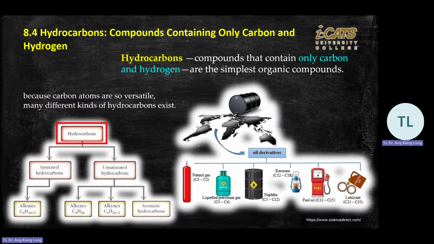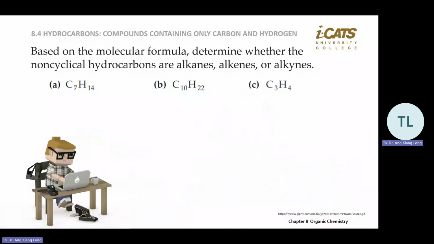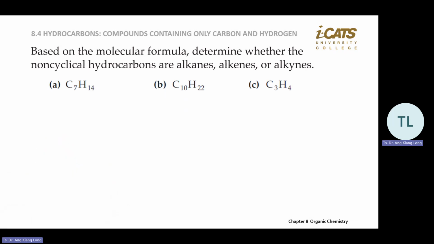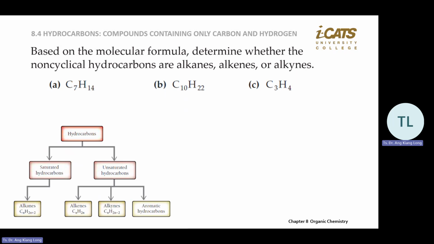Next, C3H4, where 3 is n. How to get 4? It is not n+1. If you do not have 2n, you can have 2n-2. So if 2n is 6, then 6 minus 2 gets 4, so it is alkyne. This is how you identify which family the compound falls under.